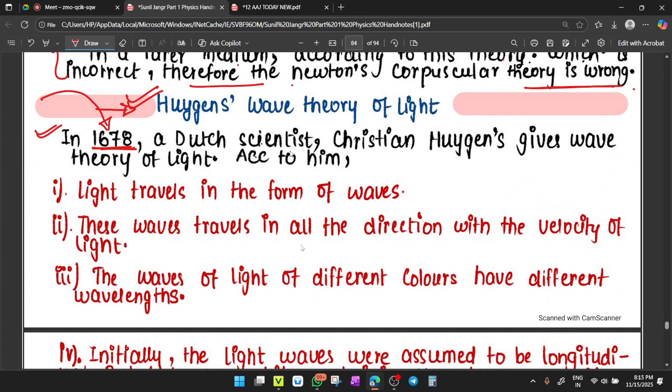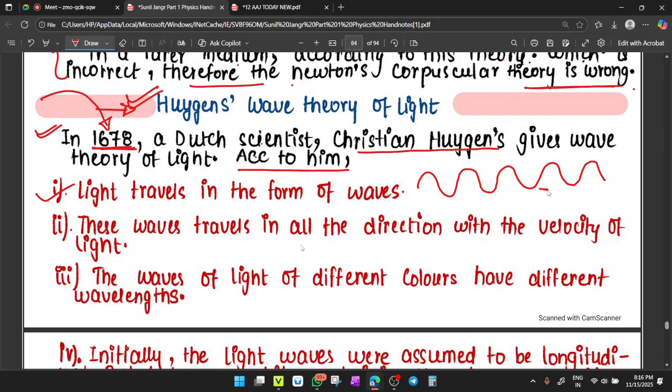So in 1678, a Dutch scientist, Christian Huygens, gave the wave theory of light. According to him, light travels in the form of a wave. Light does not travel in the form of a ray. Actually, the direction of light is a ray, but light travels in the form of a wave. Clear?